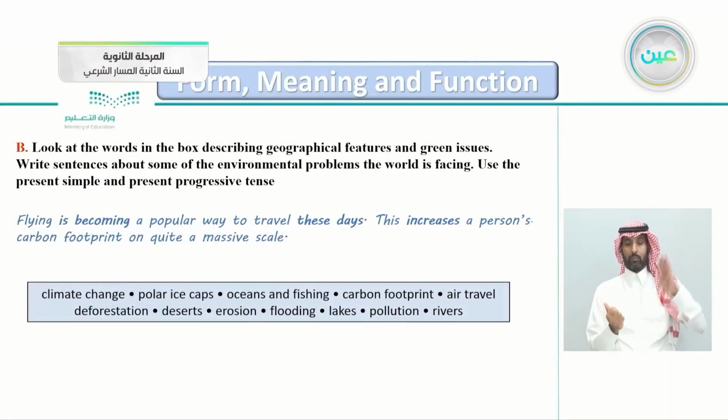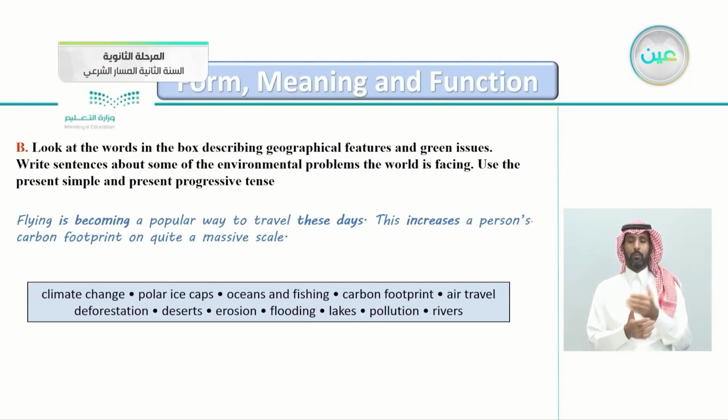Exercise B: look at the words in the box describing geographical features and green issues. Write sentences about some of the environmental problems the world is facing. Use the present simple and the present progressive tense. Here's an already done example for you. Flying is becoming a popular way to travel these days. This increases a person's carbon footprint on quite a massive scale. So flying is becoming, this is the progressive here, a popular way to travel these days. This, of course, is a time expression. This increases, this is a fact here, this is the simple present, a person's carbon footprint on quite a massive scale.